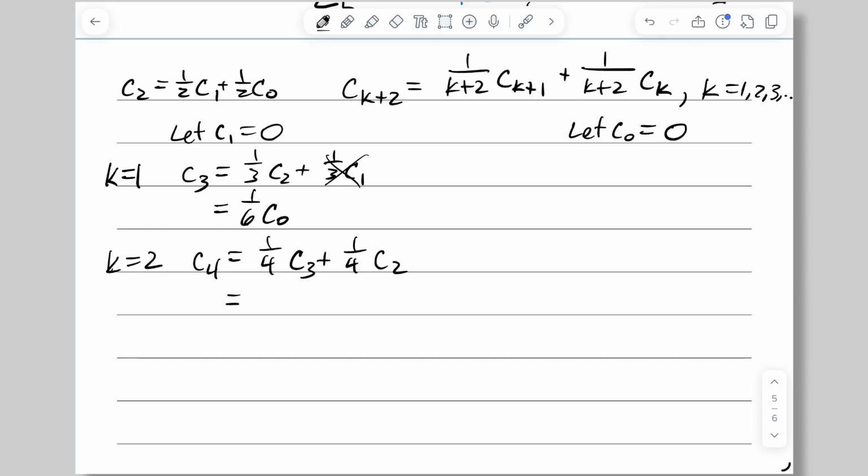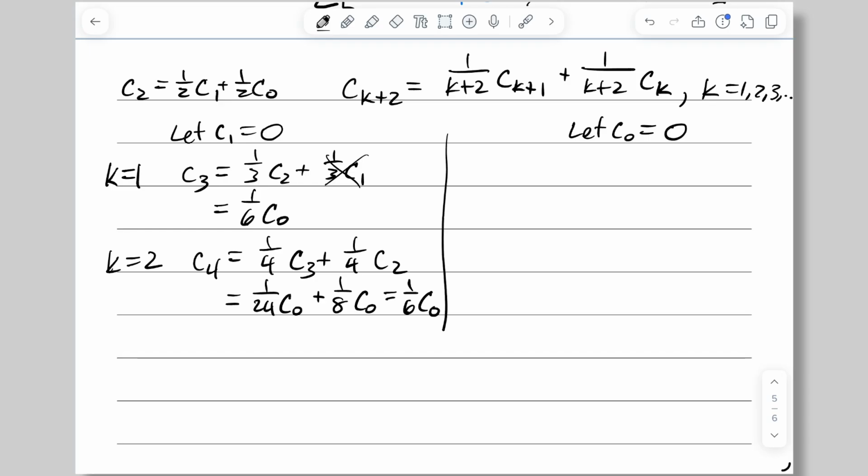We have c3 is 1/6 c naught, so that's going to give us 1/24 c sub 0. And c2 is just going to give us 1/2 c naught, because again, c1 is 0 right now. So that's going to give us 1/8 c naught. Adding those together is going to give us 1/6 c sub 0, and I'm going to stop there.